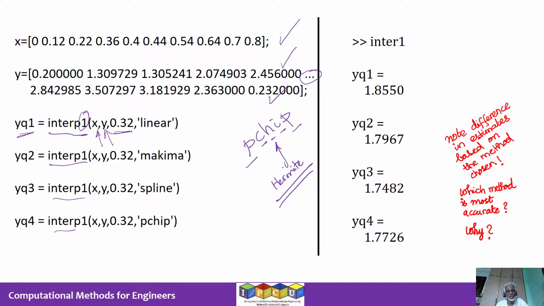What is the query point? 0.32 in our case. We are asking what is the value of y or f of x at x is equal to 0.32. Then I'm asking it to do linear interpolation. So you can do this by hand. Linear interpolation is easy. Take the neighboring two data points, one to the right and one to the left, construct a line using those data points, and then you can get the value.